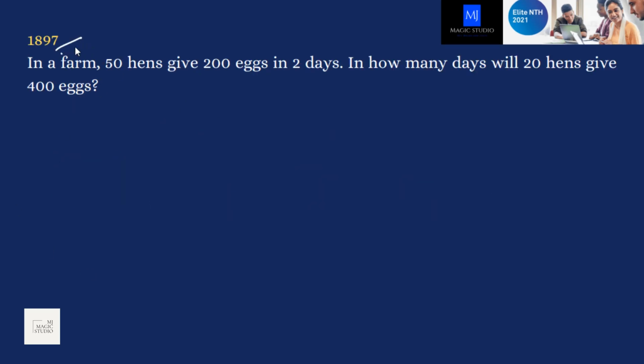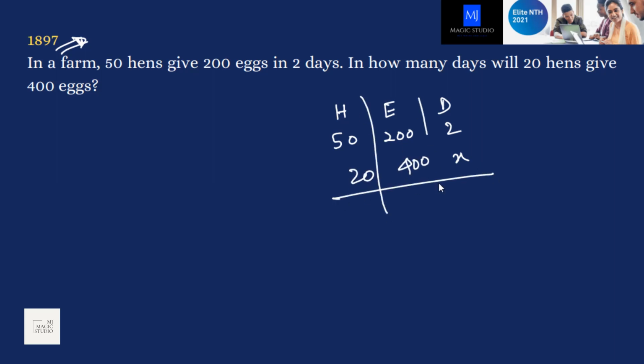Now again a question, an exact question from our marathon series, the exact question which we have seen on the screen today. Hens, eggs, and days sum. 50 hens can give 200 eggs in 2 days. Then in how many days will 20 hens give 400 eggs? And I've asked you to do this with the help of the time and work concept, where hens are M, E is the work, and D is the time.